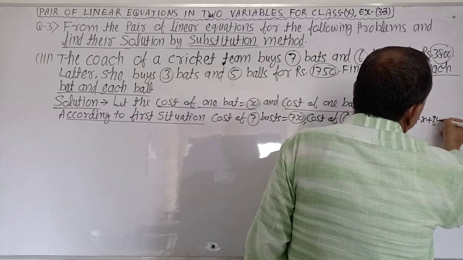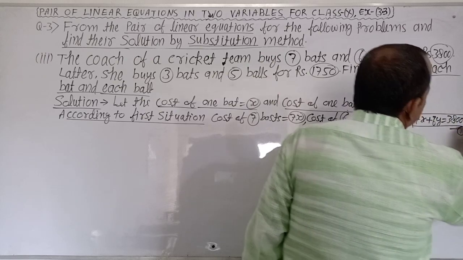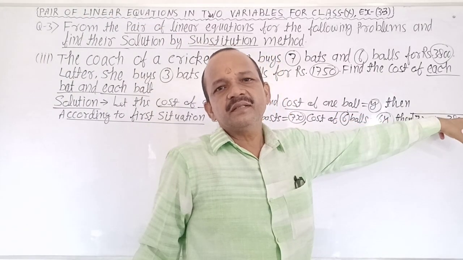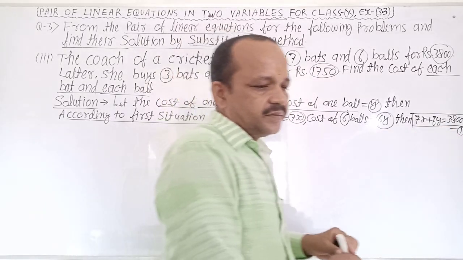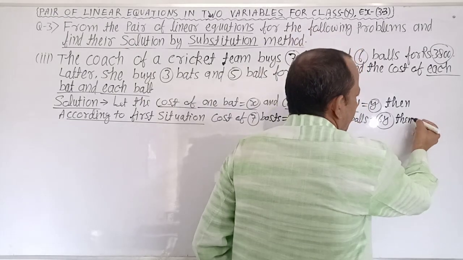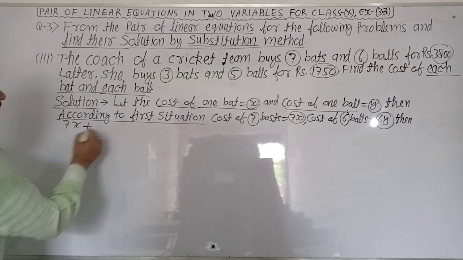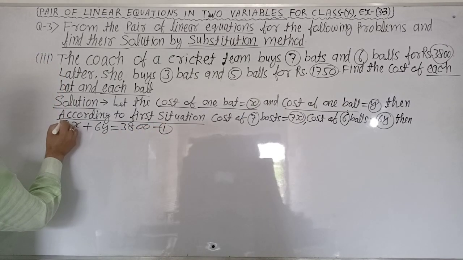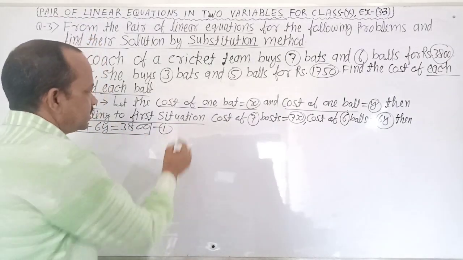Then 7x plus 6y equal to 3800. Equation first. Clear? You can write it here. 7x plus 6y equal to 3800. It is equation first.